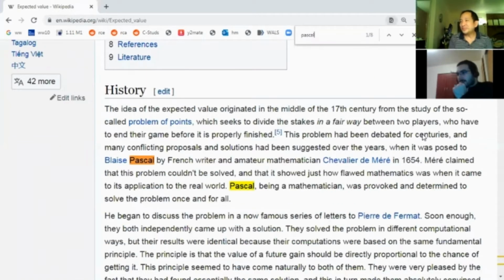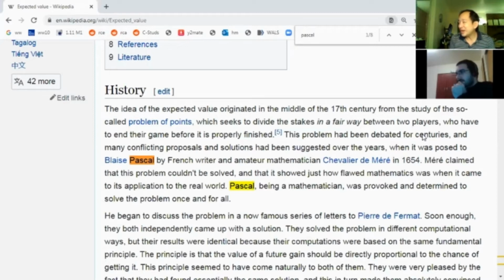Okay, so just as history, the idea of expected value originated in the middle of the 17th century from the study of the so-called problem of points, which seeks to divide the stakes in a fair way between two players who have to end their game before it is properly finished. This problem has been debated for centuries, and many conflicting proposals and solutions had been suggested over the years.